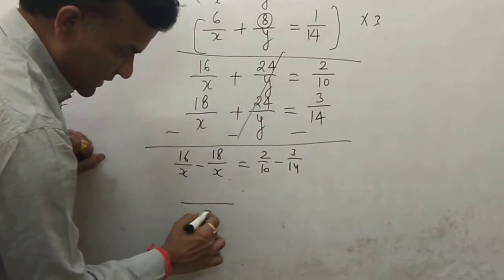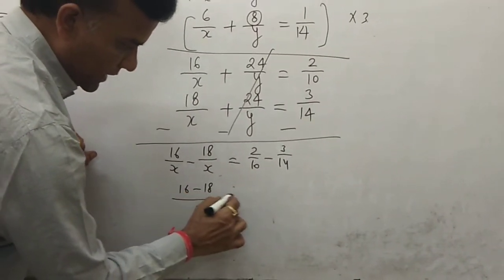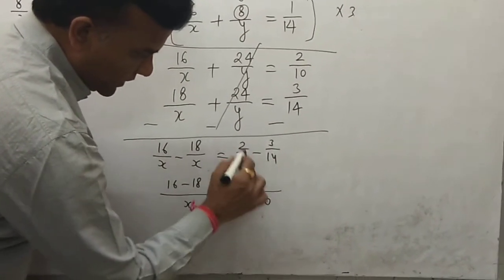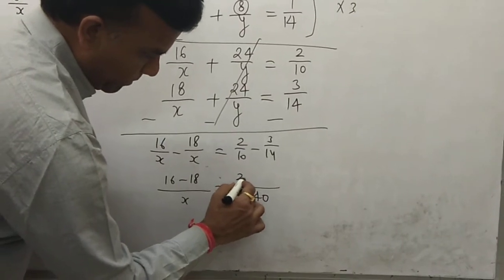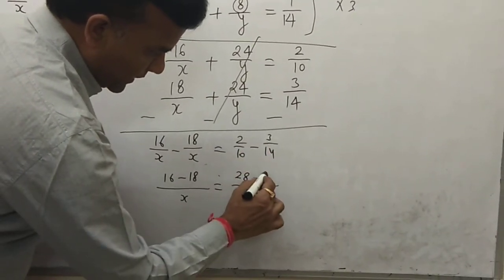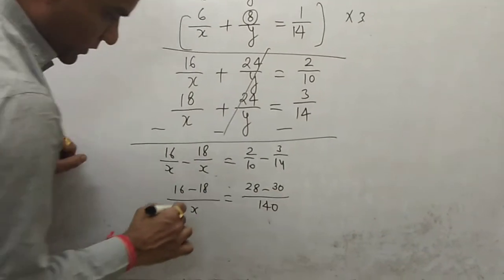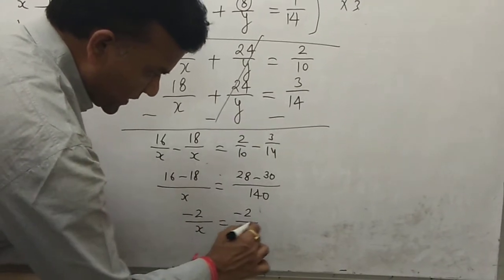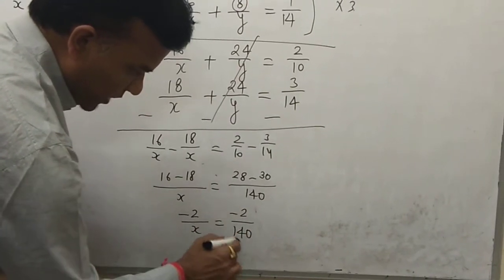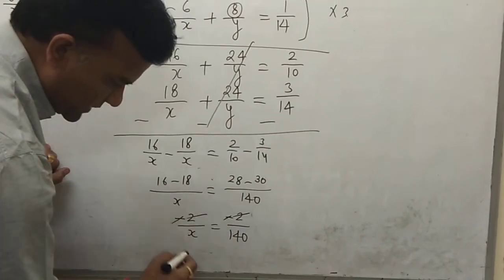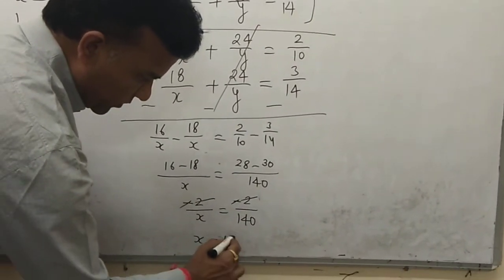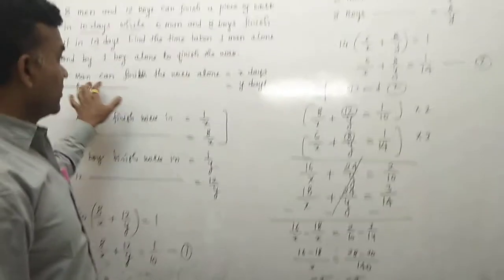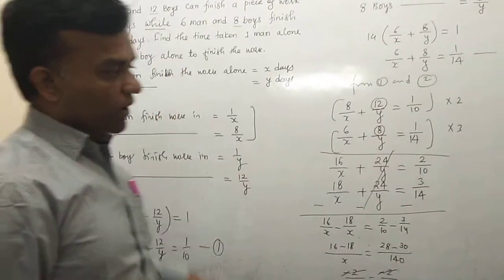So the LCM is x here, and now 16 minus 18, and here the LCM is 140. So 14 twos are 28, and 10 threes are 30. So you have minus 2 by x, and here also minus 2 by 140. Now doing the cross multiply, the minus sign cancels out, 2 cancels out, so x equals 140. So you got the value of x. X means you find the value of x when doing this work, in 140 days.